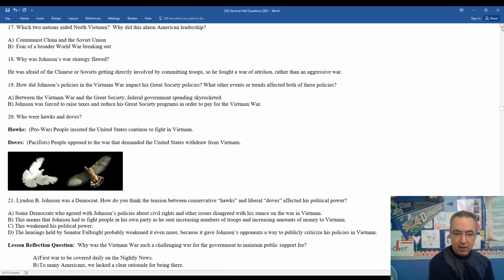Lyndon Johnson was a Democrat. How do you think the tension between conservative hawks and liberal doves impacted his political power? Some Democrats agreed with Johnson's policies about civil rights, and others disagreed with his stance on the war. So you had kind of a conflict there.